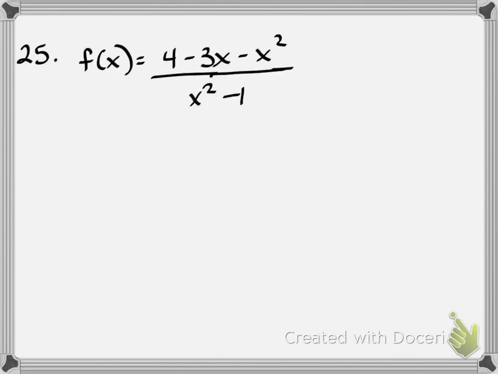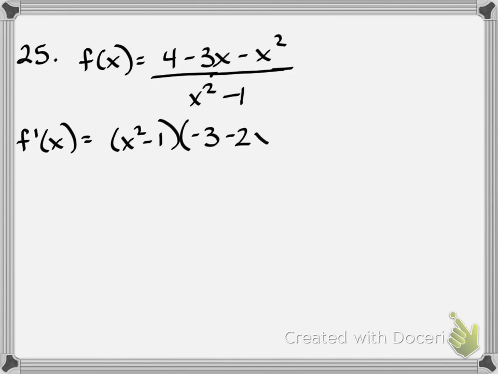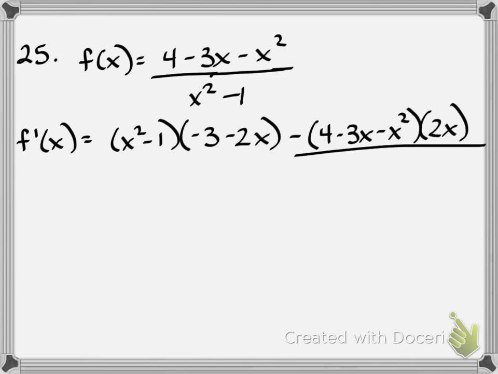So number 25, we want to take the derivative, and we notice this is a quotient, so we're going to do quotient rule. Low d high, minus high d low, all over low squared.